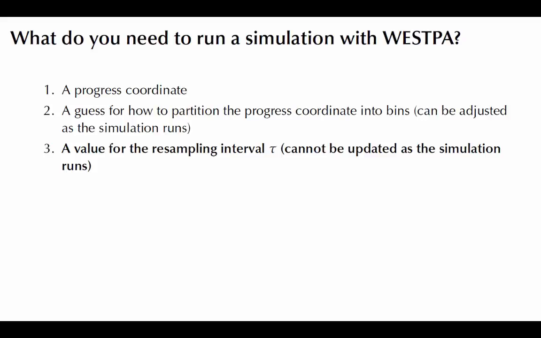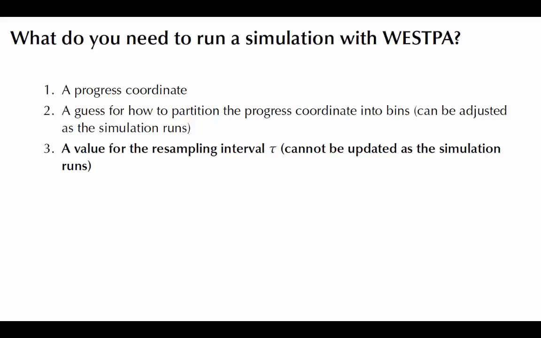Right. You need to pick a value for how often you're going to stop and ask this question, is a given trajectory making progress? So we usually call that tau. And a limitation in the current code base is this cannot be updated as the simulation progresses. I'll address that limitation in a minute.